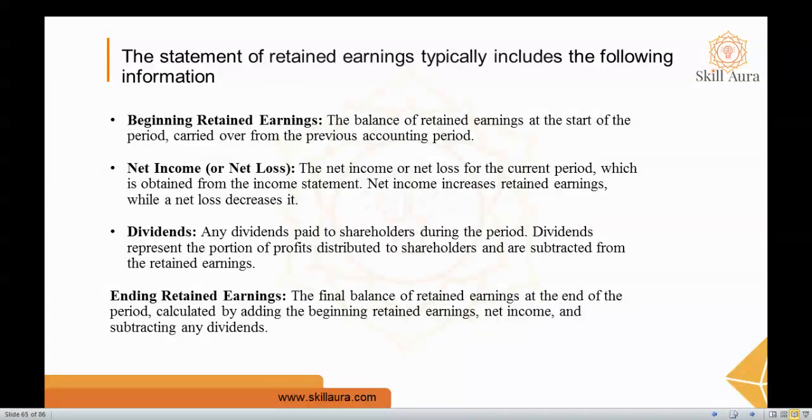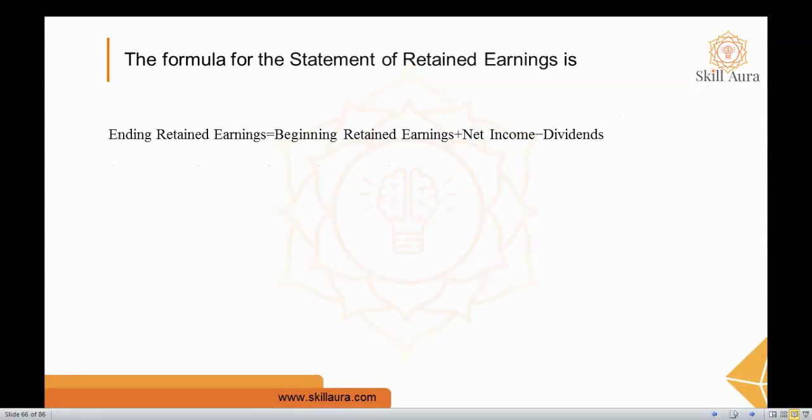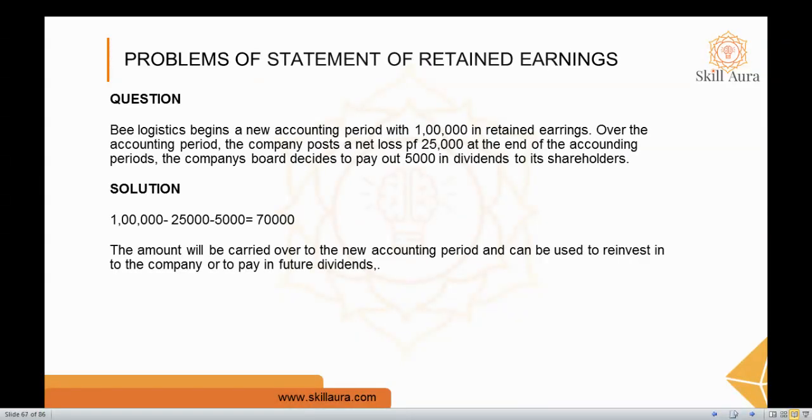And when it comes to the dividend, as you know, it represents the portion of the profit distributed to its shareholders and subtracted from the retained earnings. And the next one is ending retained earnings, the final balance of the retained earnings at the end of the period, calculated by adding net income to the beginning retained earnings and subtracting all the dividends. Okay. The formula is: ending retained earnings equals beginning retained earnings plus net income minus dividends. Okay, let's have an example.